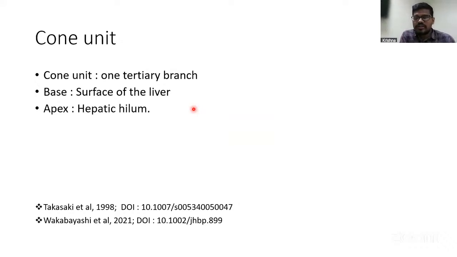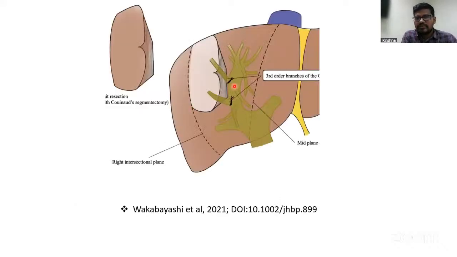He also gave a concept of cone unit resections, wherein along any sector, along any secondary pedicle, there are multiple tertiary pedicles. Each tertiary pedicle will supply one cone unit. So apparently one cone unit segment may have 2 or 3 tertiary segments. It means that one cone unit segment is a cluster of 2 to 3 cone units.